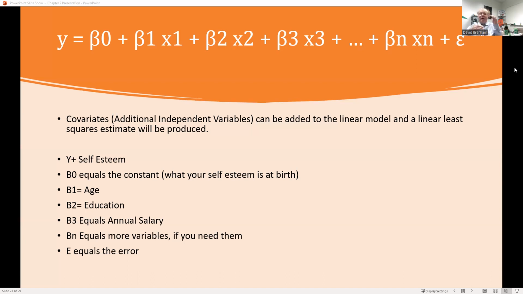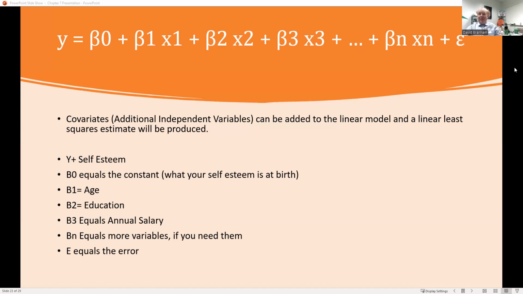So if all these other variables are 0, then you have the constant. So you have 0 age, 0 education, 0 annual salary. If all these are zeros, that means you're just born. And so your self-esteem is going to be at that 2.0 level. So in this model, B1 is age, B2 is education, B3 you put in is salary, but you could add others like gender. You can do whatever.